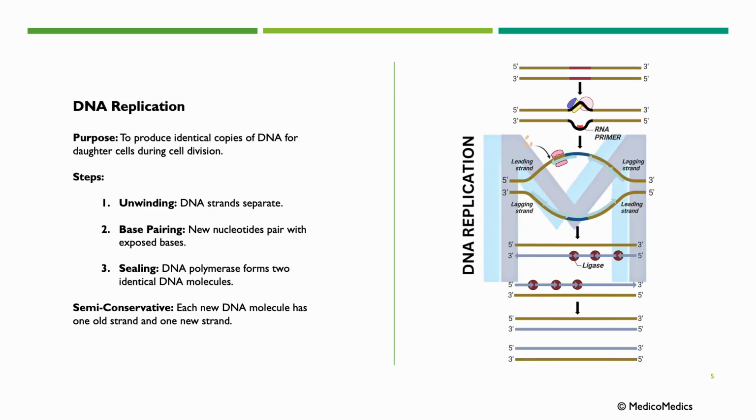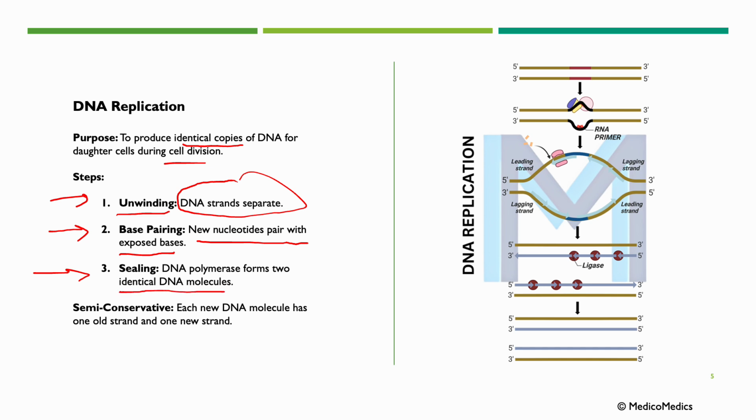So DNA replication, the purpose is to produce identical copies of DNA for daughter cells during cell division. The steps include unwinding, so DNA strands separate. Base pairing is step 2, so new nucleotides pair with exposed bases. And then we have sealing, so DNA polymerase forms two identical DNA molecules.